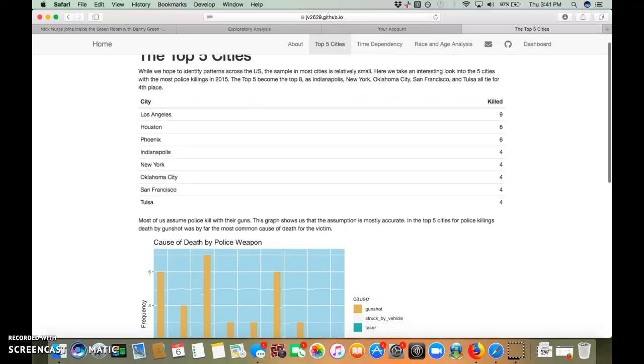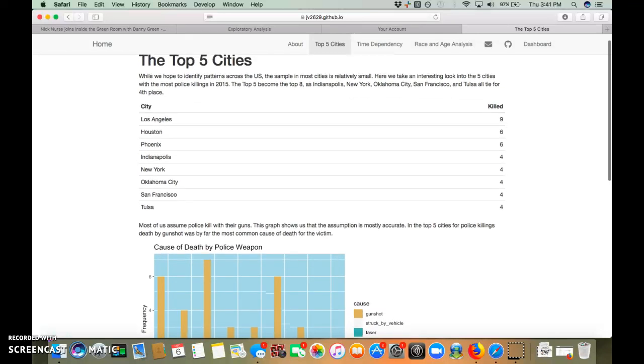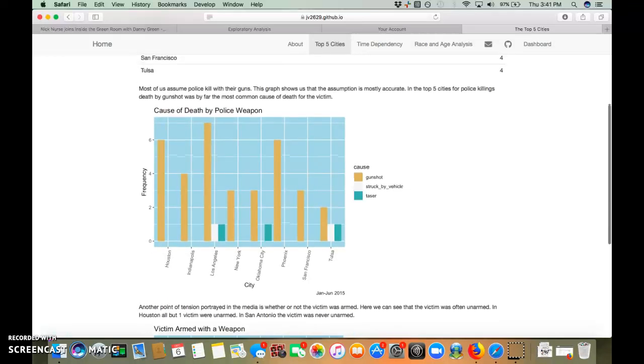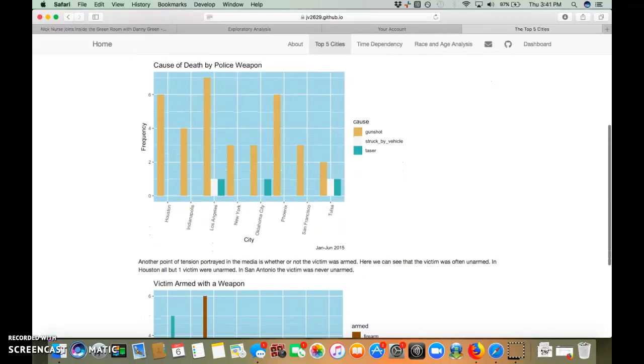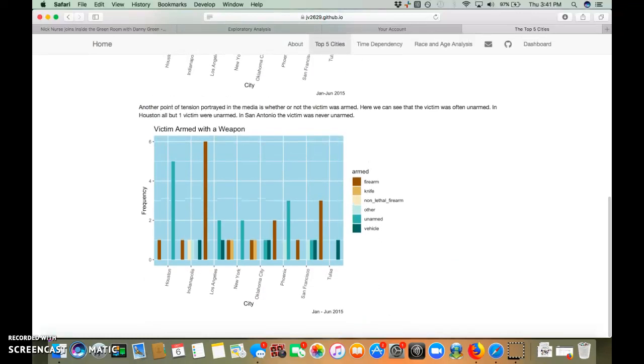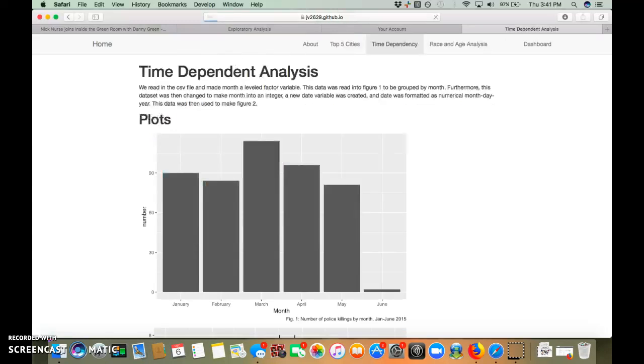The top 5 cities are listed here. You can see there's a tiebreak for 5th place. We've plotted the cause of death by different types of police weapons in those cities, as well as whether individuals were armed by a firearm or any other weapon.